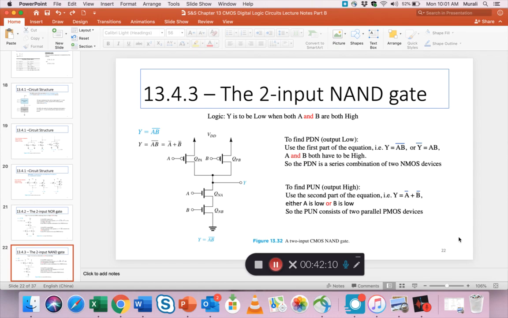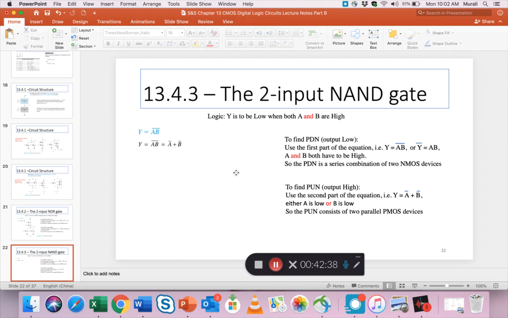Same rules, right? First you say what is the logic? The logic is that y is to be low when both a and b are high. And that is the truth, the logic table. So y is written as this, or y is written as this using De Morgan's laws. Now same thing, take this out and create in your mind or by yourself the logic circuit diagram.